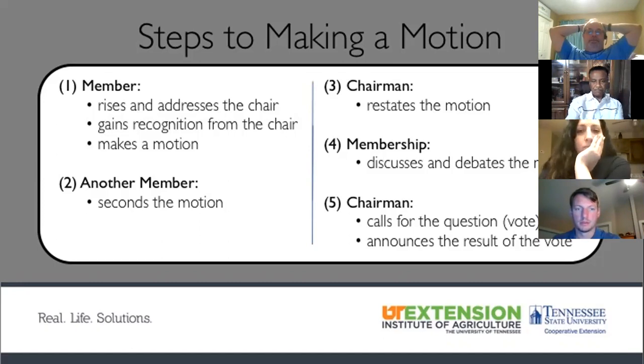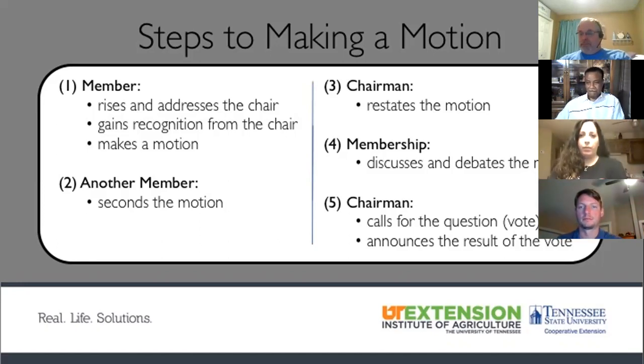This is another key component. If no one else really likes that main motion, and they're all just sitting there with a blank stare on their face and no one says, I second the motion, does anyone know what happens to that motion at that point? Then that motion will not be discussed by the group. We say that it dies from lack of support.